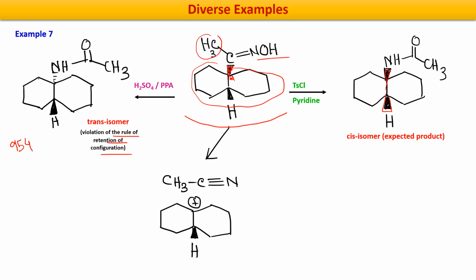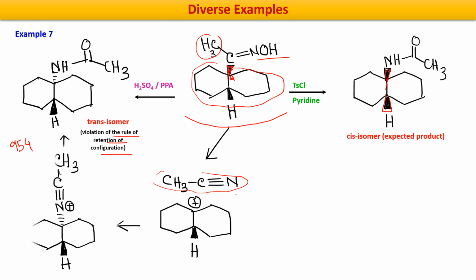Now there can be recombination. So this part, as you can see, CH3CN, is removed, right? You are getting a carbocation. This carbocation is stable, so that is why it can happen. Now the nitrogen will connect with this carbon. So this is the recombination. Don't confuse it with Beckmann fragmentation. That is a completely different thing.